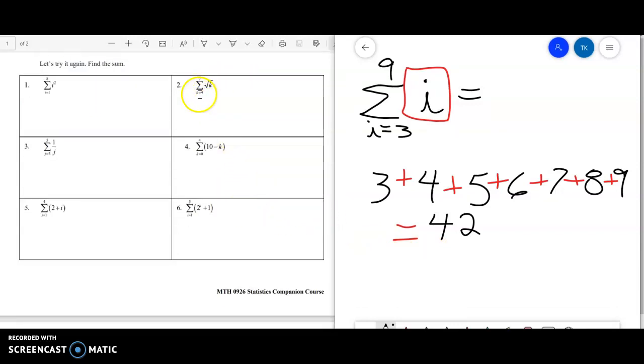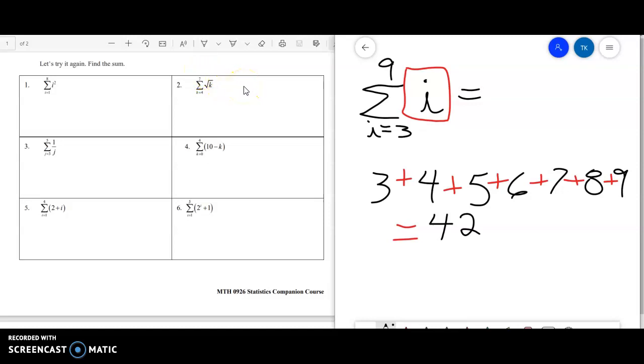Let's look at number 2 because it's a little messier. This is the summation beginning at 4 and ending at 7 of the square root of your variable, which in this case happens to be k, but it doesn't really matter. First you're going to plug in a 4, so you'd have the square root of 4, plus, then you'd plug in a 5, so the square root of 5, plus the square root of 6, plus the square root of 7, and you would stop there. You don't go any higher than 7 because that's your final number that they list here.